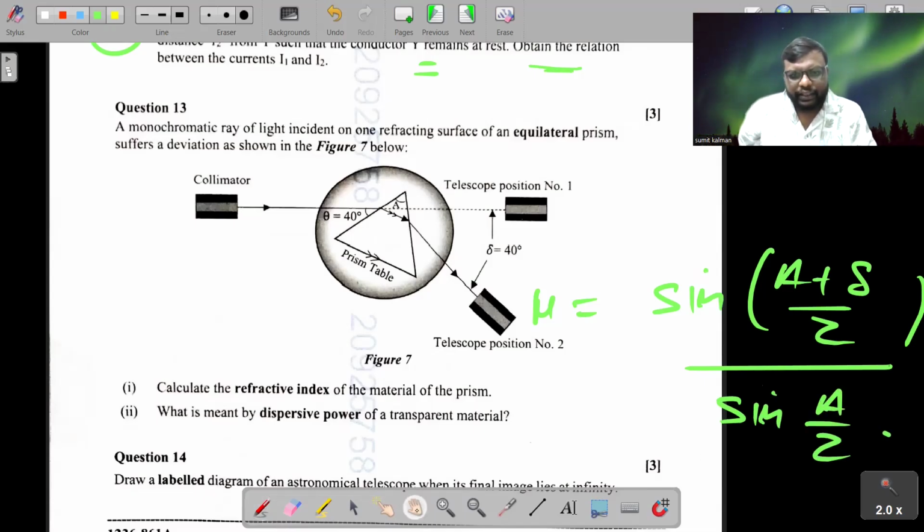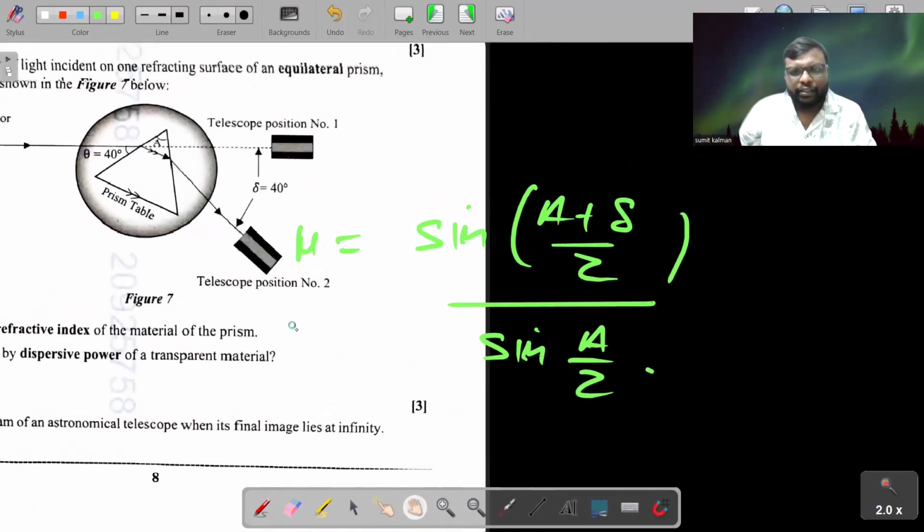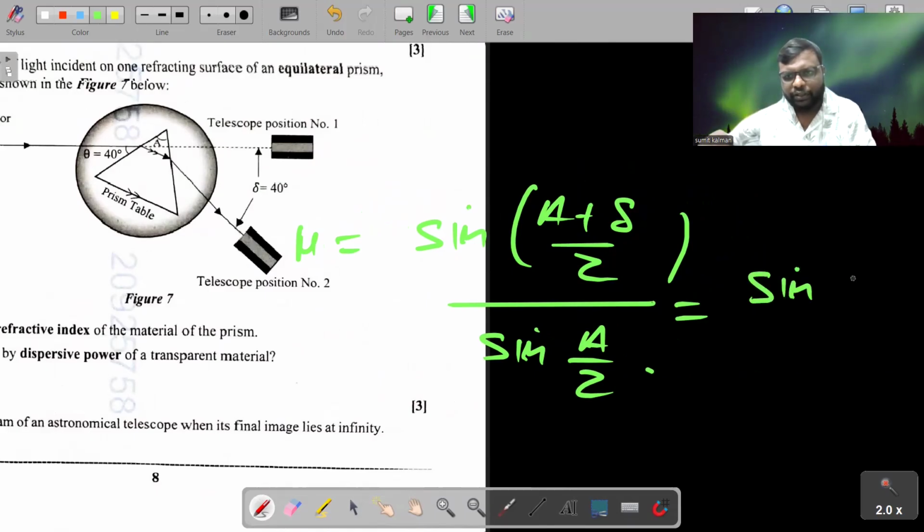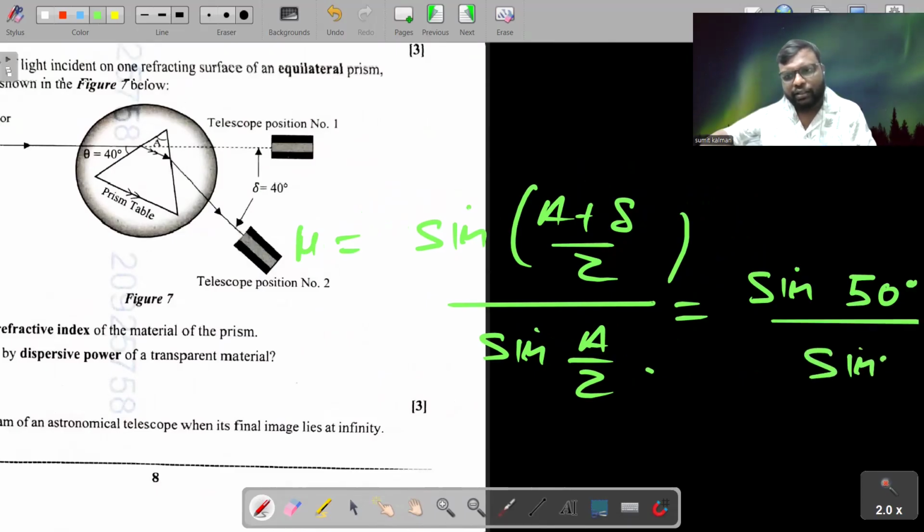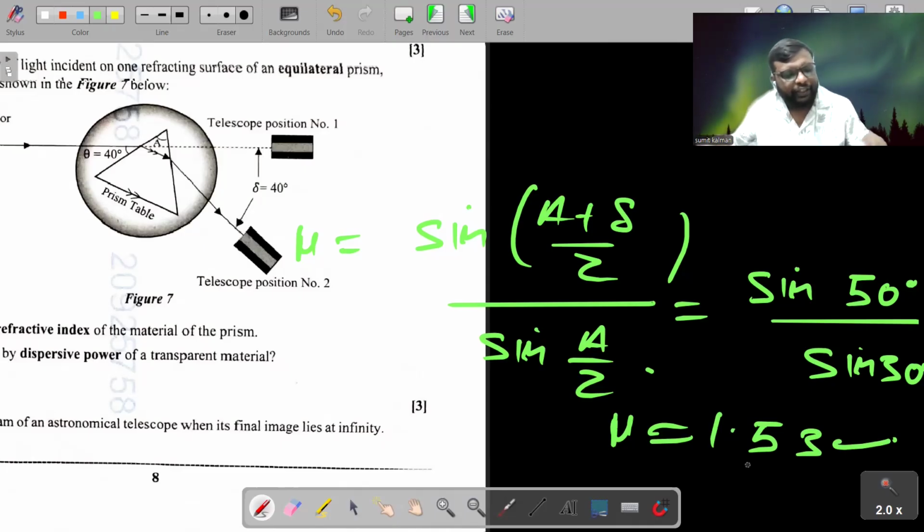Now students, this is an equilateral prism, so the angle of prism will be 60 degrees, and the deviation is 40 degrees. So students, putting in the values, it will become sin 50 degrees upon sin 30 degrees. And students, if you calculate this, it will come out to be 1.53. This is the refractive index. So this was the solution of this problem.